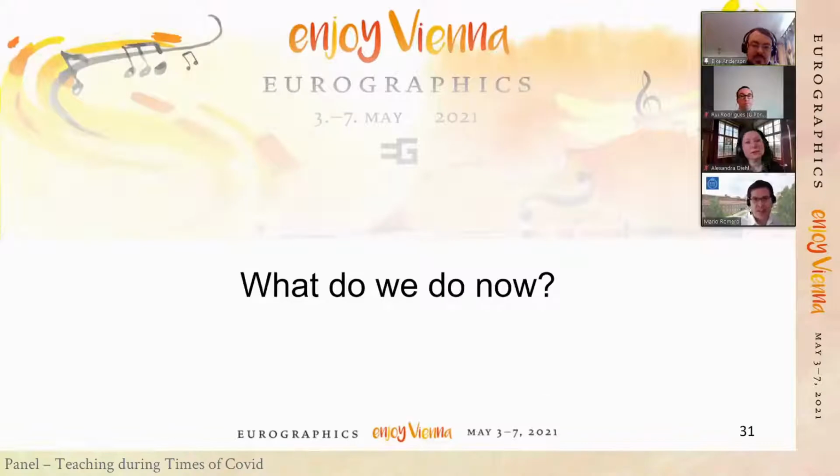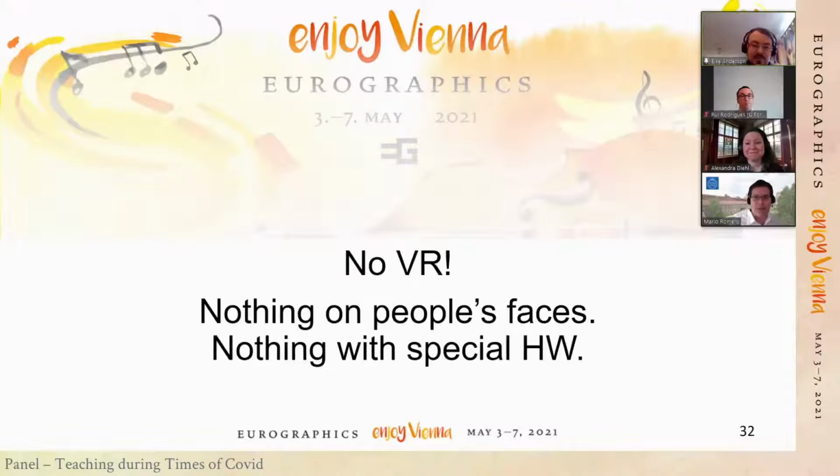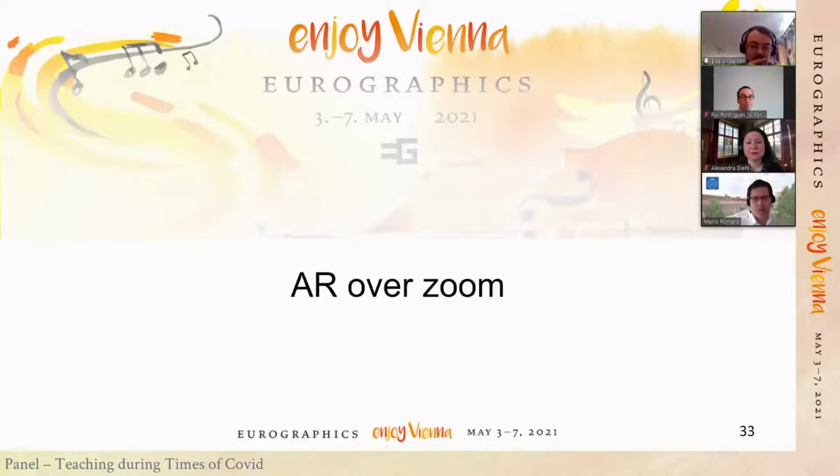What do we do now? I was petrified when August came around and I had to start this course. So no VR. We decided we're not going to do virtual reality because we don't want people sharing stuff that they put on their face. And there wasn't enough hardware for people to do it at home. So we decided we're not going to do VR. So we're going to do AR and we're going to do it over Zoom. So how do we figure that?